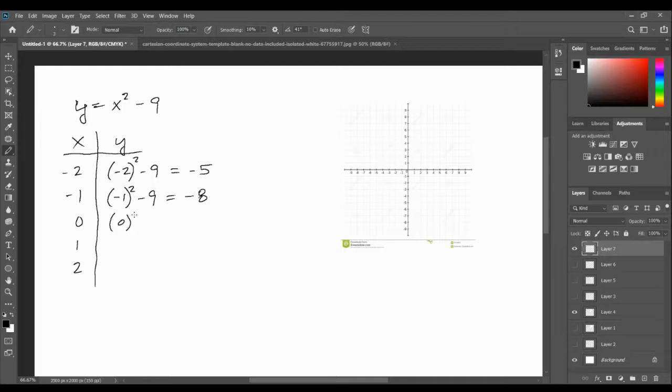And we'll plug in the 0. 0 squared is 0. Minus 9 is negative 9. 1 squared is 1. Minus 9 is negative 8. And 2 squared minus 9. 2 squared is 4, minus 9 is negative 5. So I've created 5 ordered pairs. Negative 2, negative 5. Negative 1, negative 8. 0, negative 9.